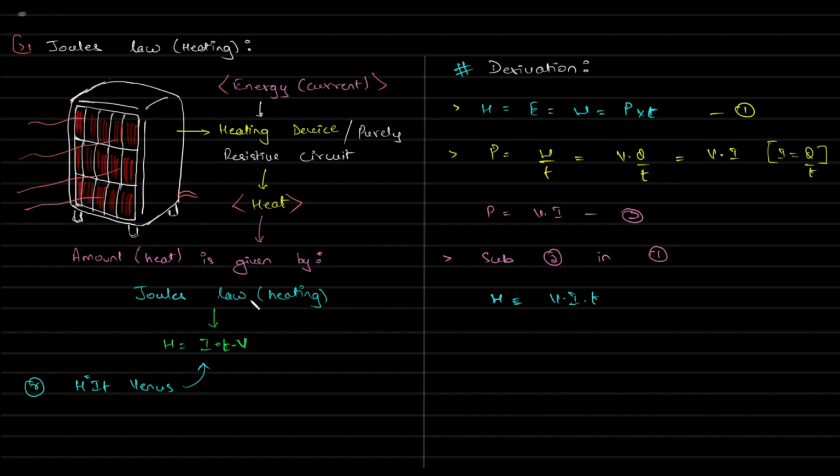That's it. Okay, again, you can use Ohm's law and have different expressions. So V is equal to I into R. So we have H is equal to I square RT. And the expression for I is V by R. So H is again equal to V square by R into T.